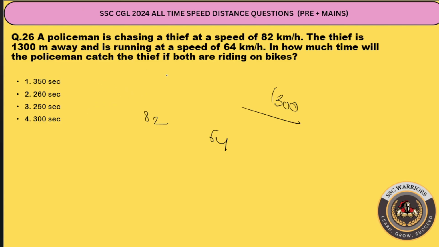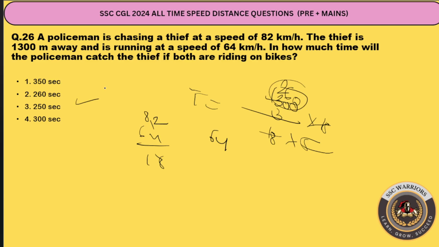The thief is 1300 meters away and running at a certain speed. Time is distance upon speed. They are running in the same direction, so relative speed is 82 minus 64, that is 18, times 5 by 18. So the time is 260 seconds.